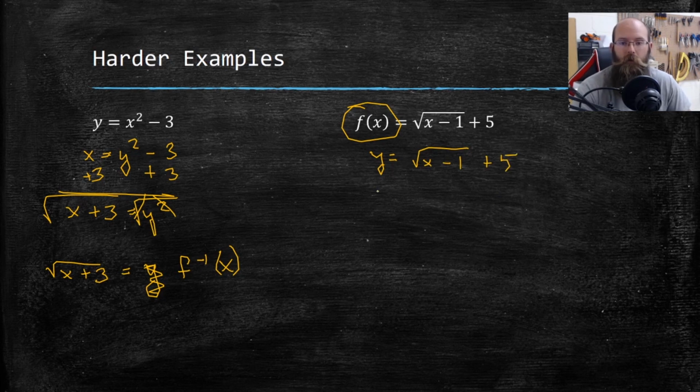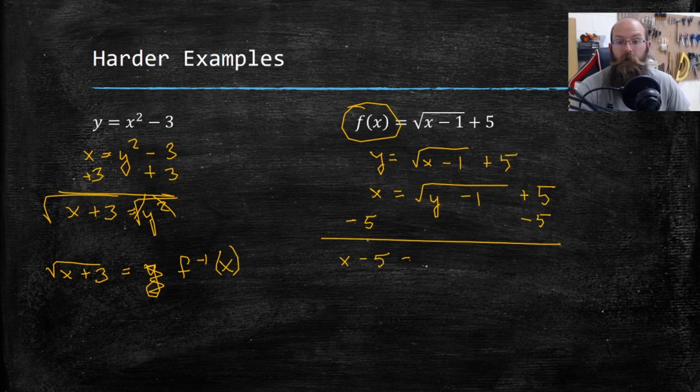Now I need to switch my x's and my y's. So that's x equals square root of y minus 1 and then plus 5. I need to solve for y. I have to do the stuff outside of my radicals, my parentheses, and all that stuff first. So I'm going to subtract that 5 over. X minus 5 equals square root of y minus 1.